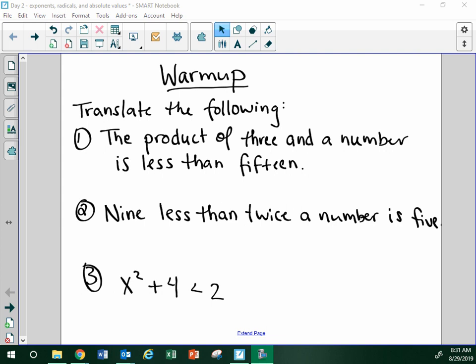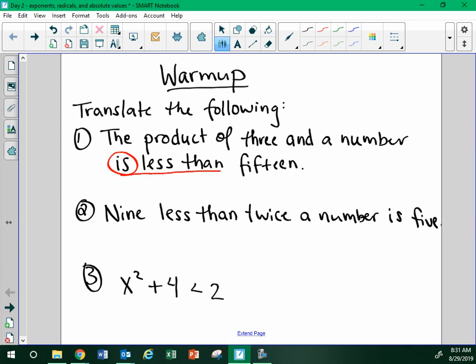Okay, so this is just a little bit of practice before we go over homework and do our mini quiz on this. So we're translating. The product of 3 and a number is less than 15. You see that word is. It says is less than. That means we have a symbol. Whenever you see is, we're going to have a symbol. If it's just is by itself, that's an equal sign. Is less than or is greater than, that's the symbol, the alligator things.